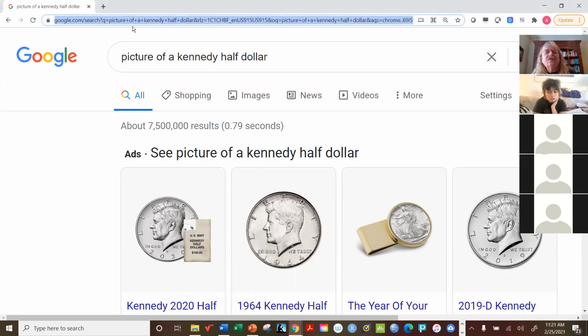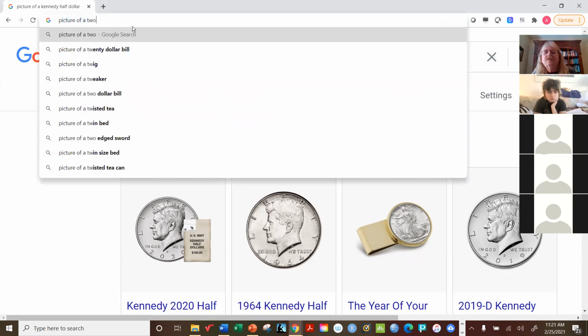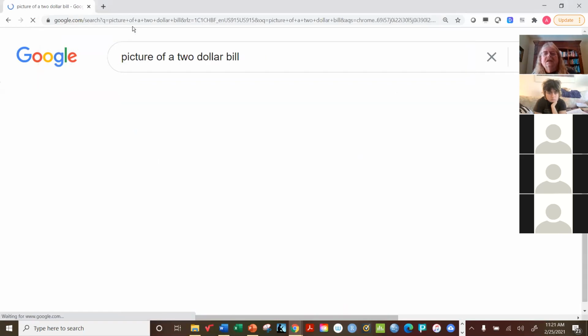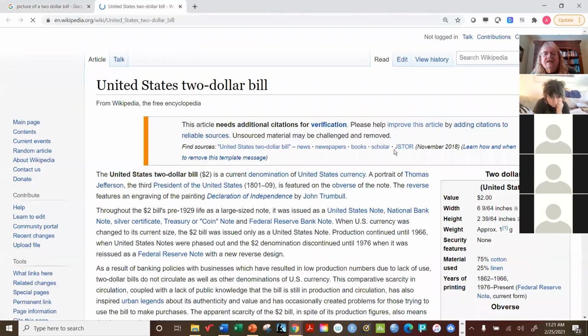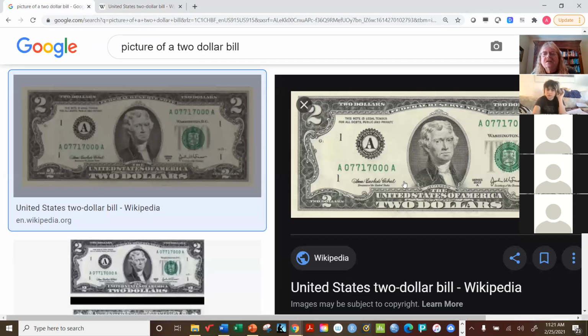Does anyone happen to know whose picture is on it? Well, I guess somebody does. There we go. The signing of the Declaration of Independence. That's right. And so who's that guy in the front? Who is this guy?